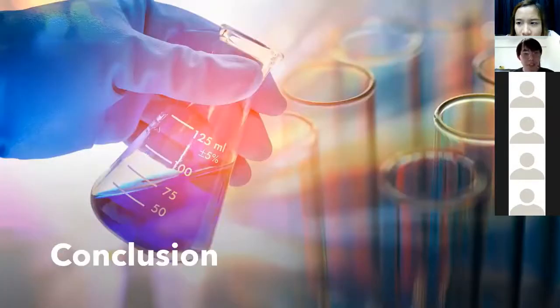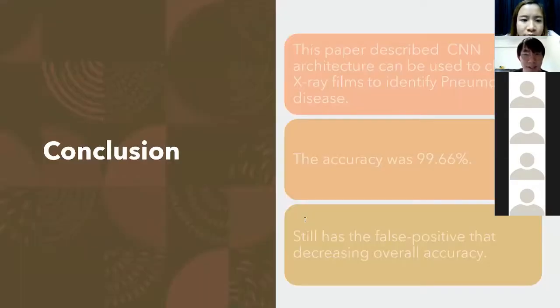For the conclusion, this paper describes a CNN architecture that can be used to classify X-ray films to identify pneumonia disease, which is strongly related to COVID-19, and the accuracy is 99.66%, with 0.34% false positive. Although the trained network has achieved acceptable accuracy, the number of datasets was limited because of training with only 644 images for the pneumonia case and normal case.